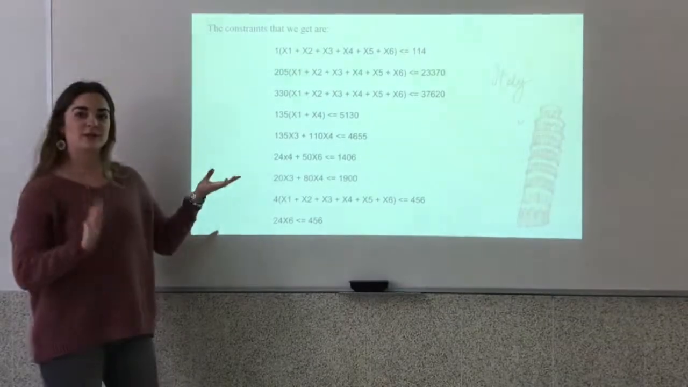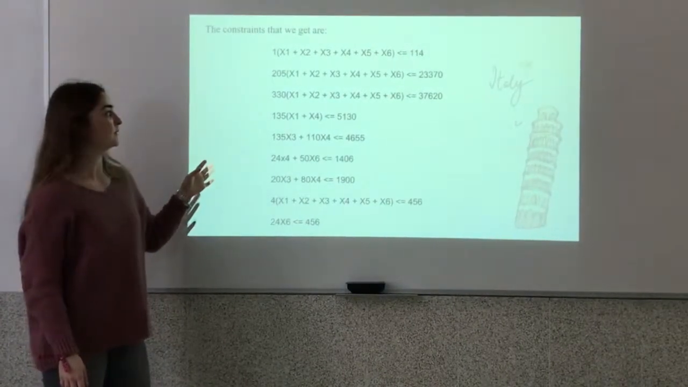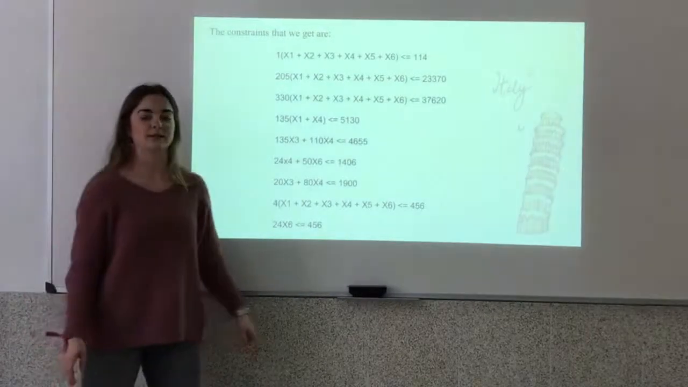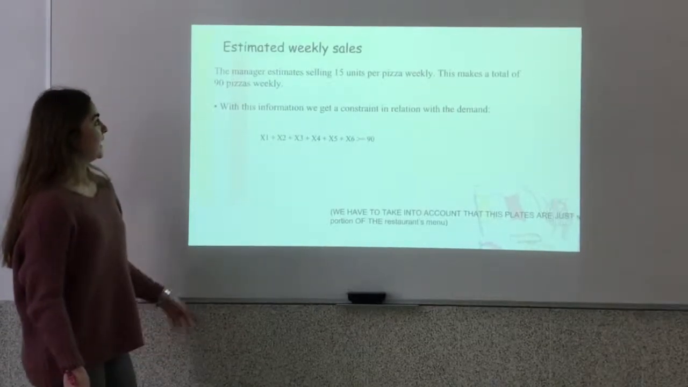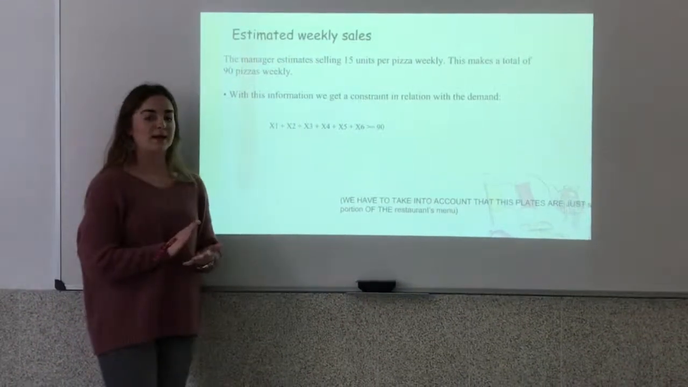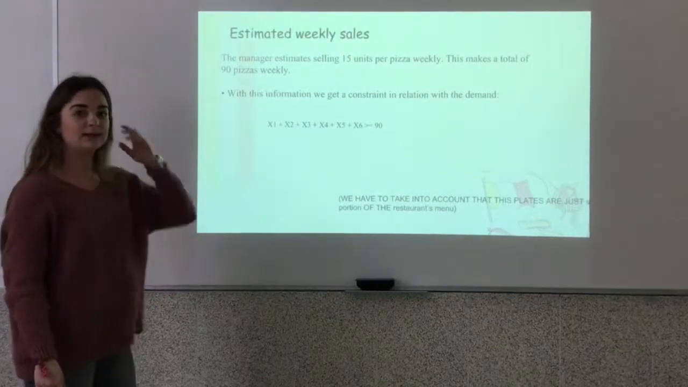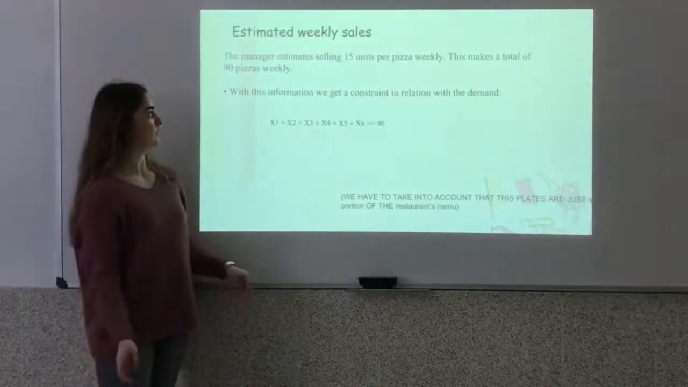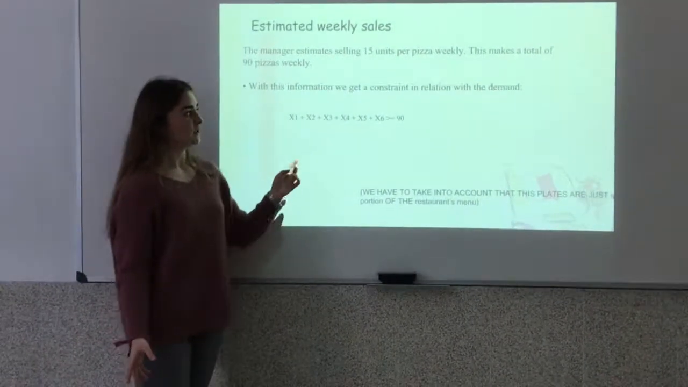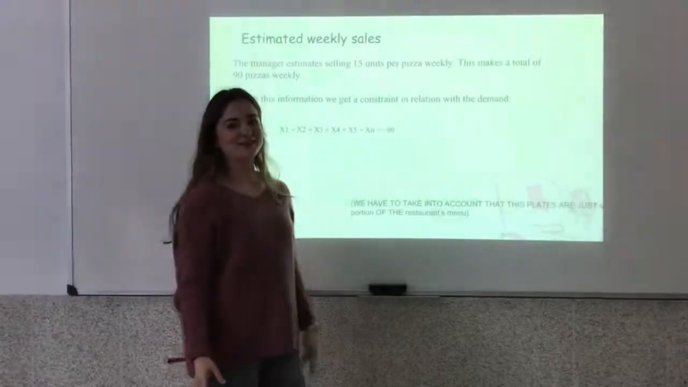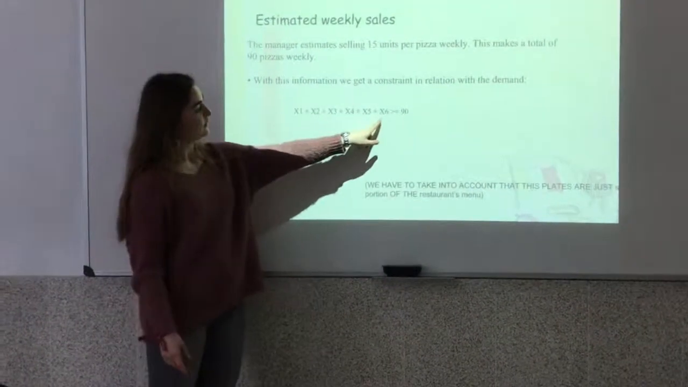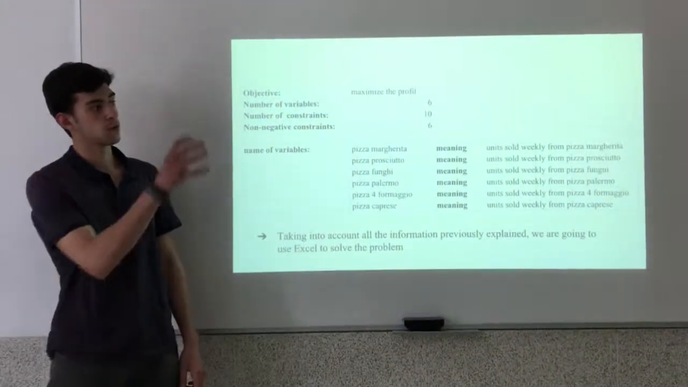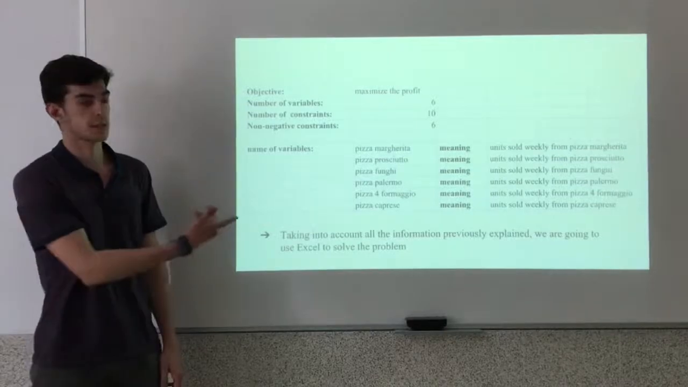And with all the information that I've explained before, we can get every constraint of the pizzas. So the manager estimates selling 15 units per pizza weekly, so this makes a total of 90 pizzas during the week. With this information, we get the constraint in relation with the demand, which is this one. Okay, so taking into account all the previous information, we found that the easiest way to solve it would be through Excel.